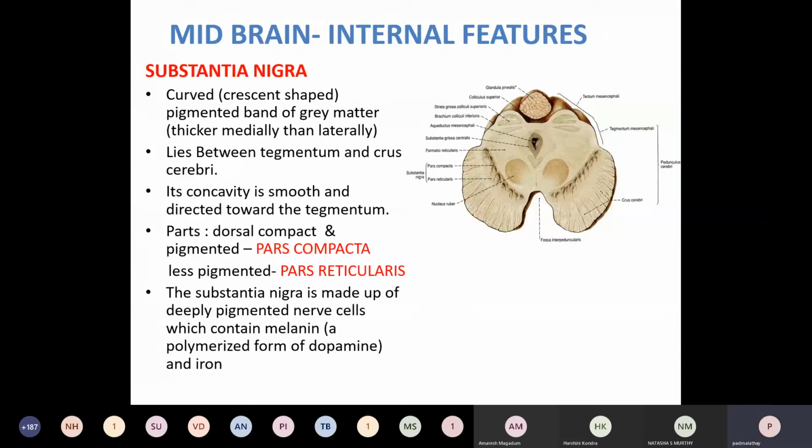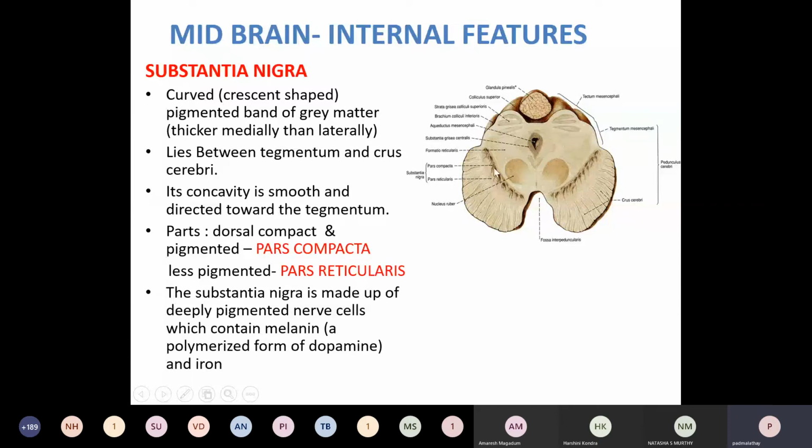Next is substantia nigra. It is crescentic shaped and curved. It is pigmented because of the presence of melanin pigment. It lies between the tegmentum and crus cerebri, lodged in between the two. It has a concave surface which is smooth and towards the tegmentum, and the other surface is rough, which is present towards the crus cerebri.